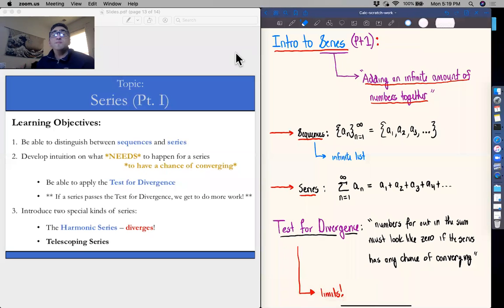So again, we're going to be studying infinite series for the next few days in class. And what this video is going to go through are a few examples of how we apply the so-called test for divergence.